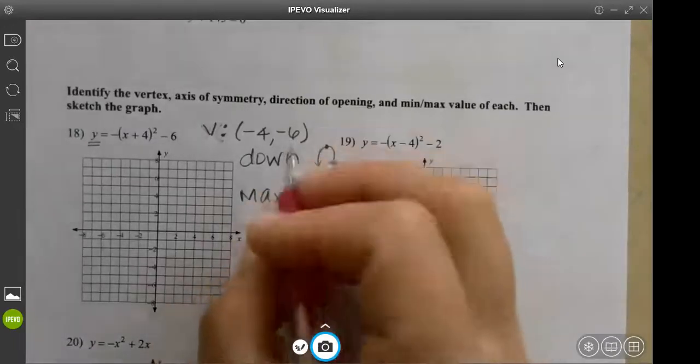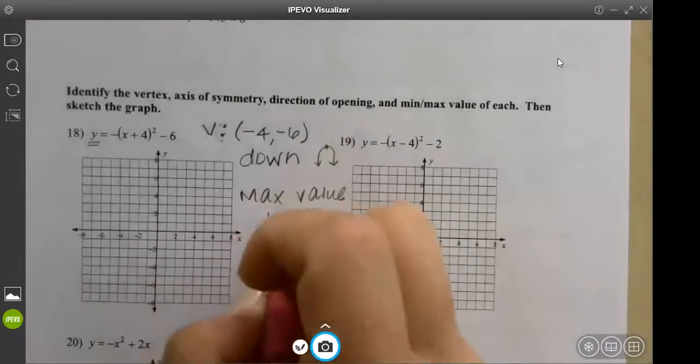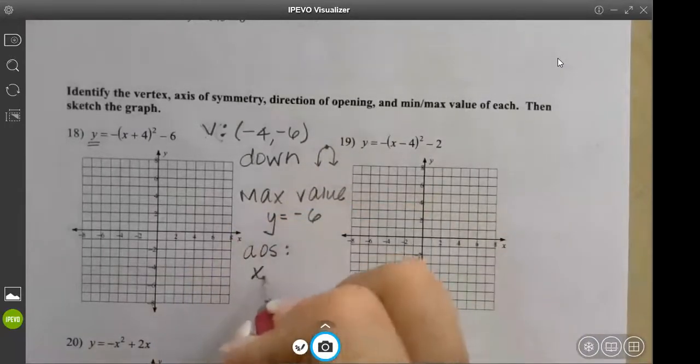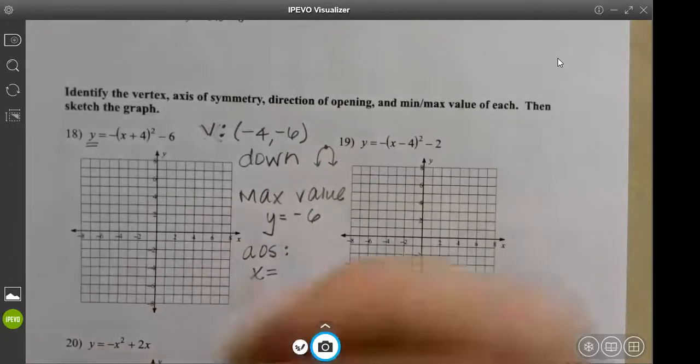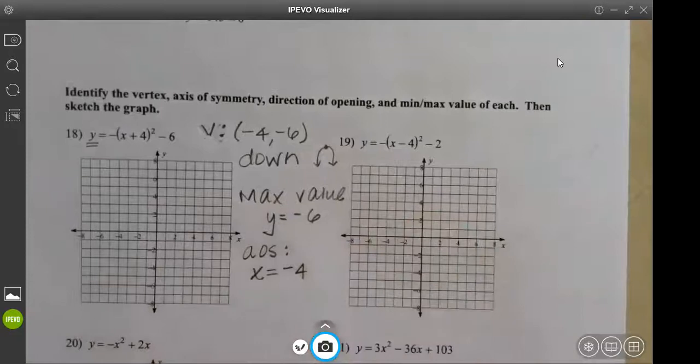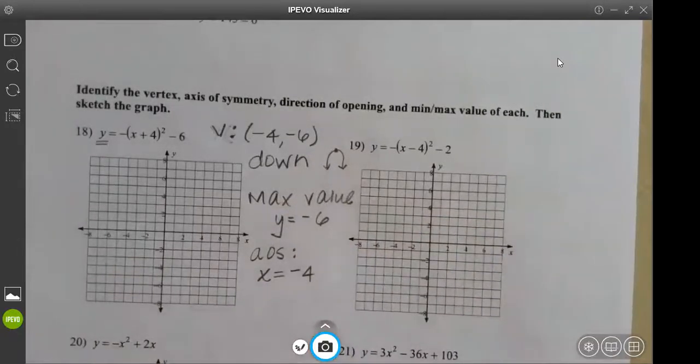All right, and then it asks for your axis of symmetry. Remember, I told you to choose the other letter, x equals. And it's whatever your vertex is, which is -4. Okay, so the only reason you're doing this is you're using your vertex. It's just telling you why vertex form is so important. These are the things that your vertex tells you.